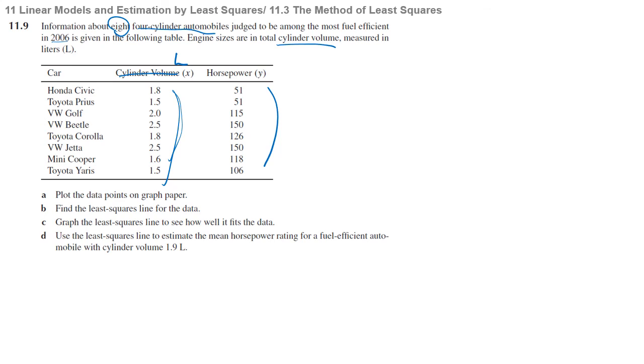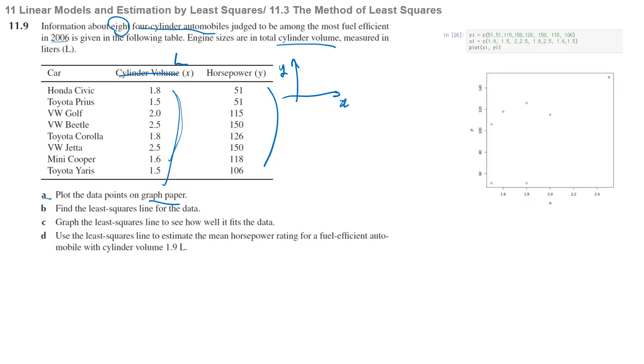Okay, let's move on. Part A is to plot the data points on graph paper. So you can draw the graph. This is the x-axis, this is the y-axis, and actually you can easily draw the graph using R. In R, you can write your y values as a vector here, and you can write x values, and simply plot xi and yi, and this is the data plot. And let's move on to part B. Find the least squares line for the data.